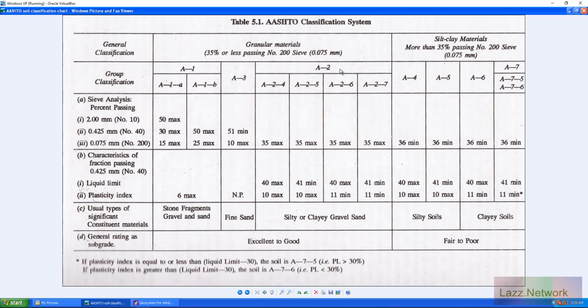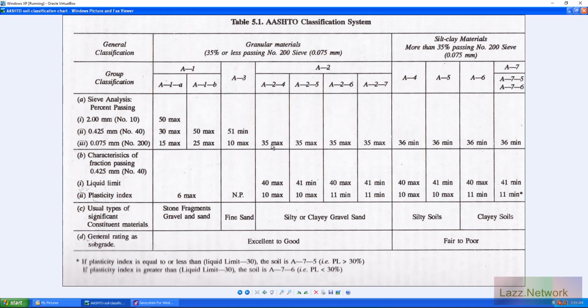Okay, so now we get into our A2 material. As you can see, it's becoming more silty or clayey, gravelly sand. So it can still be sand, it can still have a bigger consistency of sand, but as you can see, when it comes to finer coarse sand, there's no requirements for that.